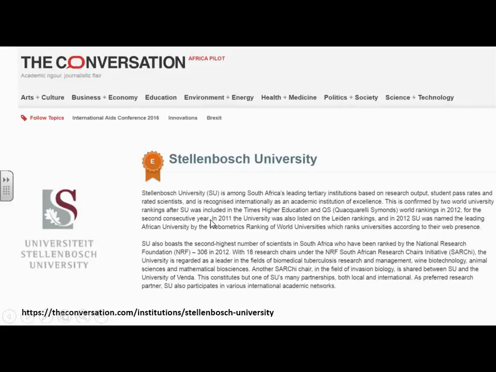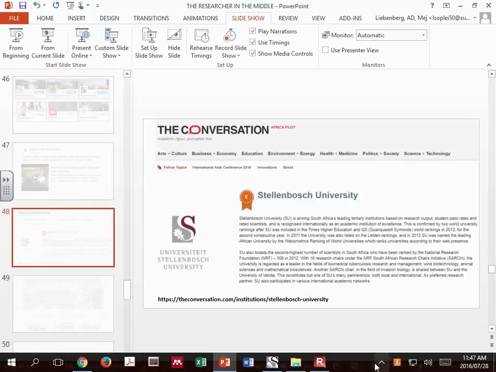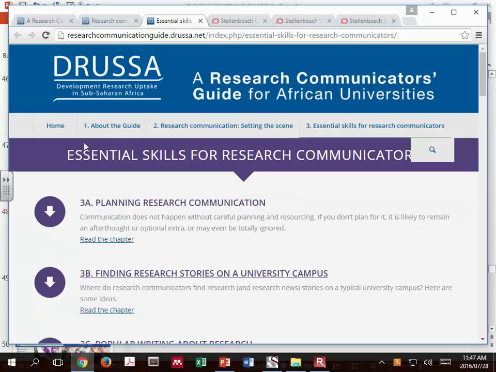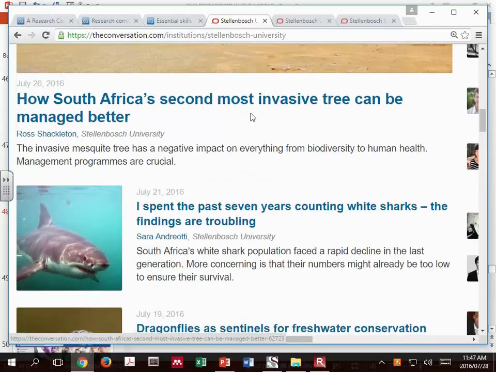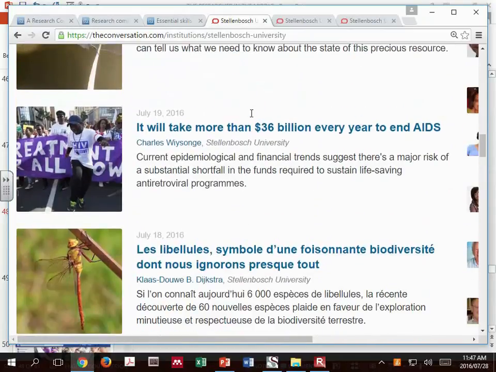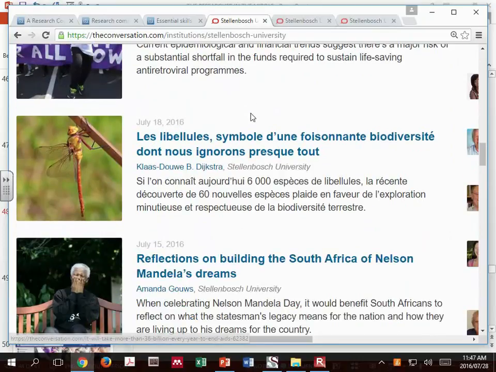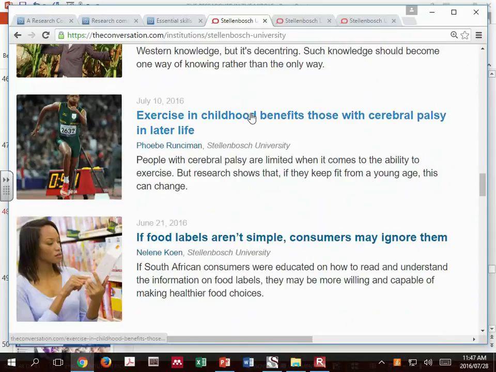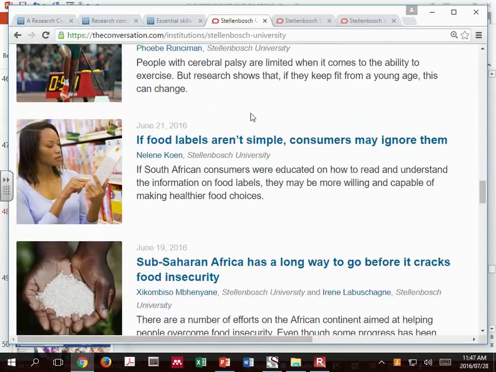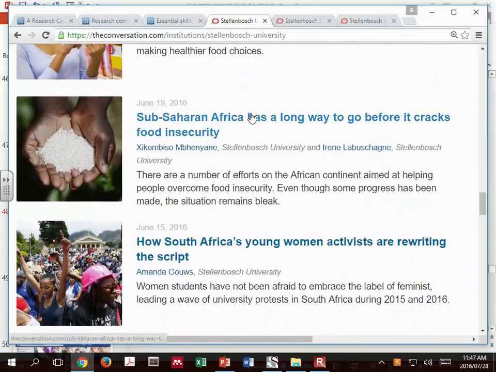Yeah, so the University of Stellenbosch is one of the supporters of that platform, and I just want to quickly show you Conversation Africa. You can go and look per university, and see which articles have been published, and there's a selection of some of the ones published by Stellenbosch University academics. So you can go and look at what your colleagues have written about. They make it very, very easy for you to write.